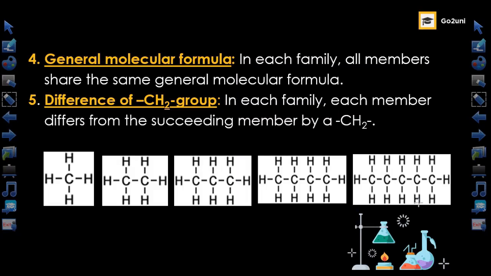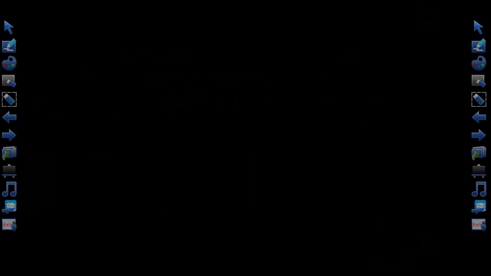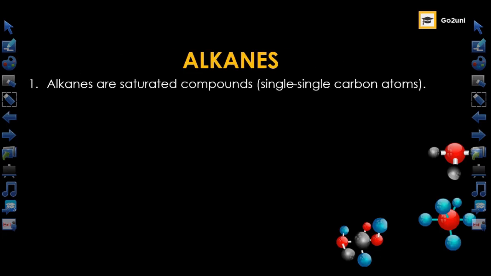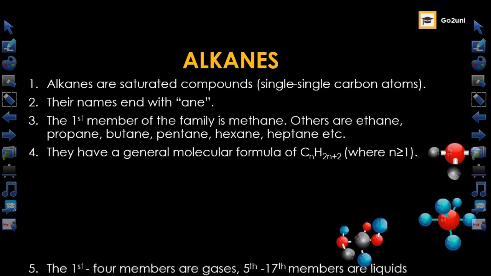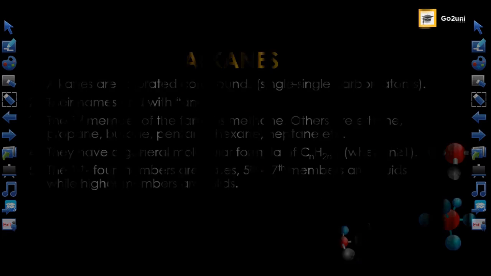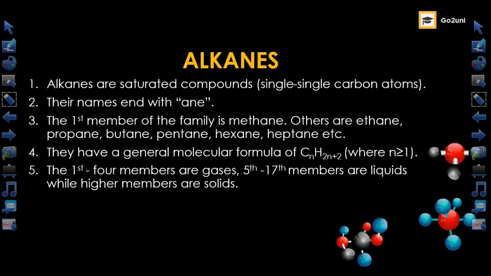Now, having seen the characteristics of homologous series and characteristics of organic compounds generally, let us take a look at the first homologous family or series, and that is alkanes. We shall now take a look at the features of alkanes. Alkanes are the first homologous family we will be talking about.